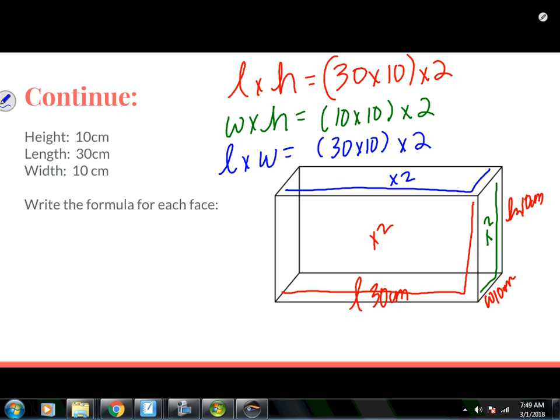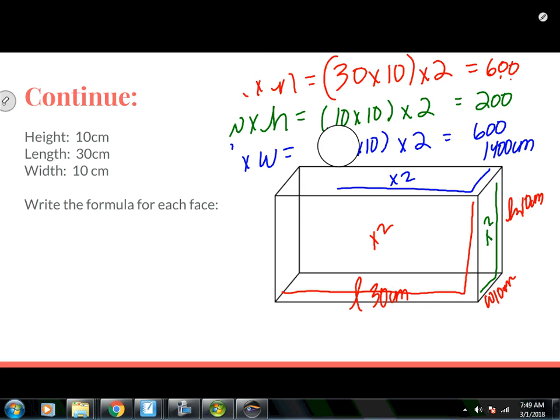Once we write our formula, it's pretty simple from there. We take 30 times 10, which would be 300. 300 times 2 would be 600. 10 times 10 is 100. Times 2 would be 200. And then we know 30 times 10 times 2, we just figured that above, would be 600. And what do we do with those three numbers? We add them together. 600 plus 200 plus 600 is 1,400 centimeters squared, which would be our surface area for this figure.